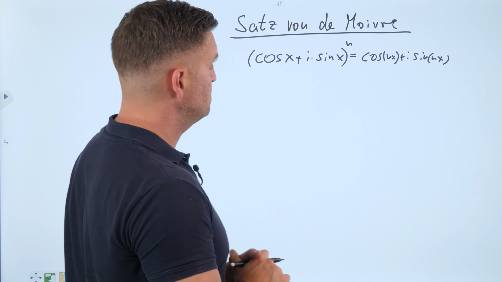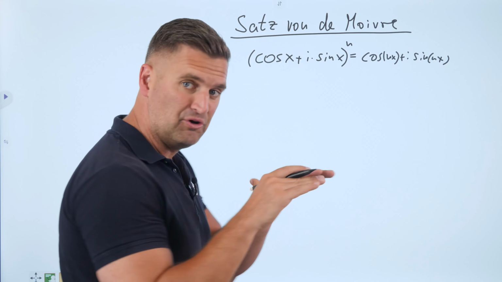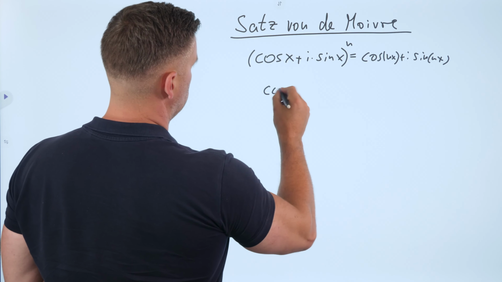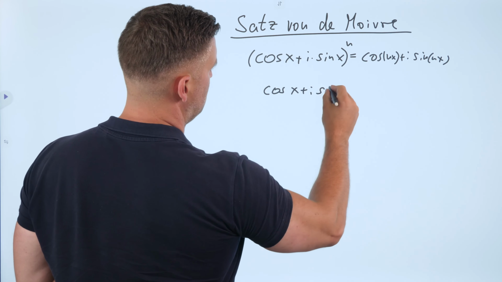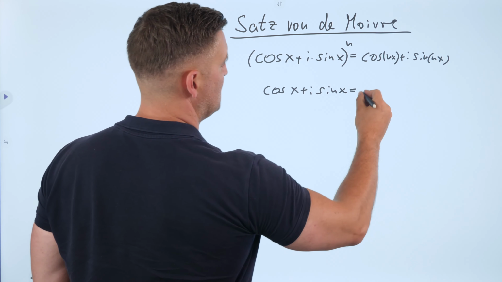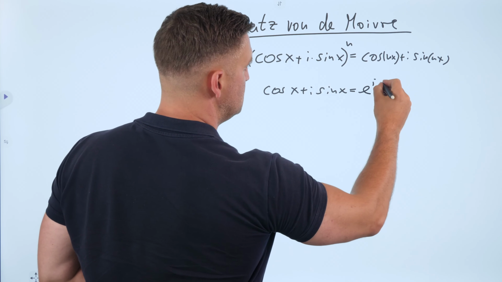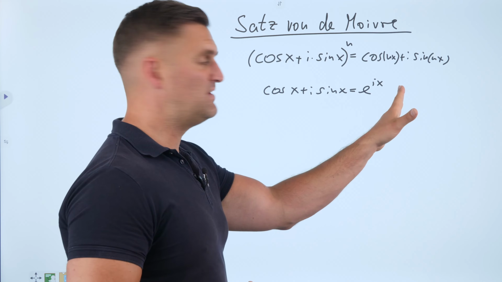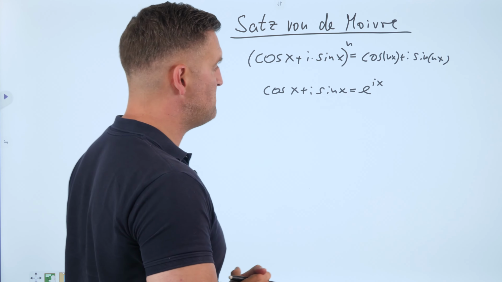The derivation for that would require us to go back to Euler's formula. If we take cosine of x plus i times sine of x, that's equal to e to the power of i times x, right? Which again simplifies the calculation when we have the wonderful base e.